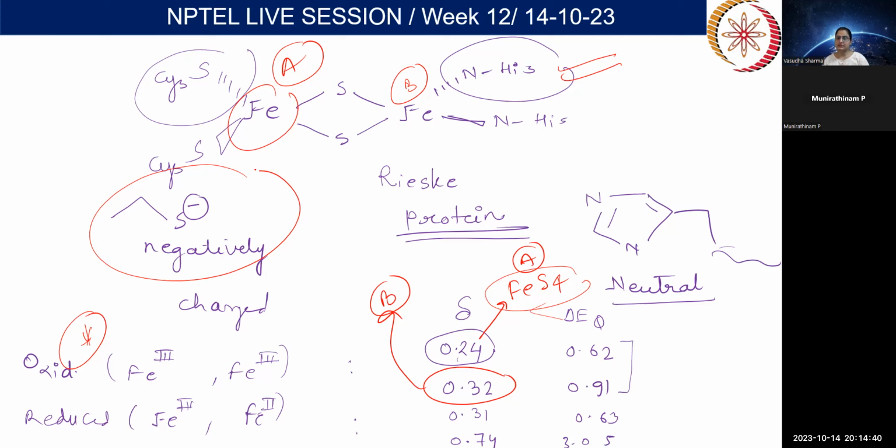They would be more accepting in nature compared to the N-histidine, which is just giving the lone pair. So it is behaving as a donor. That's why in the case of N-histidine, it is having a more positive delta value. Is this clear?